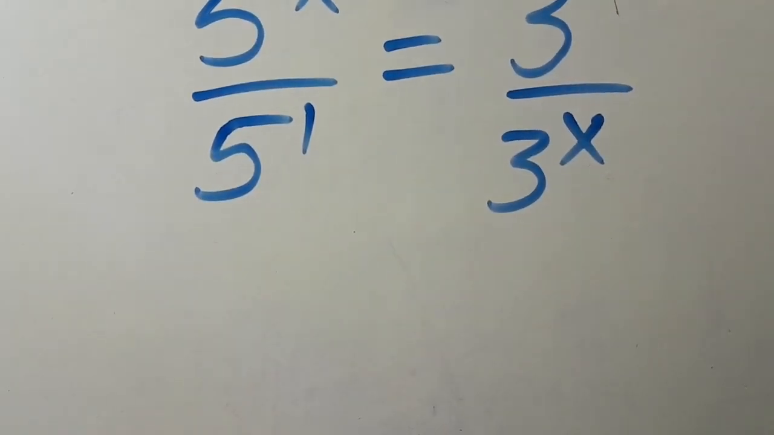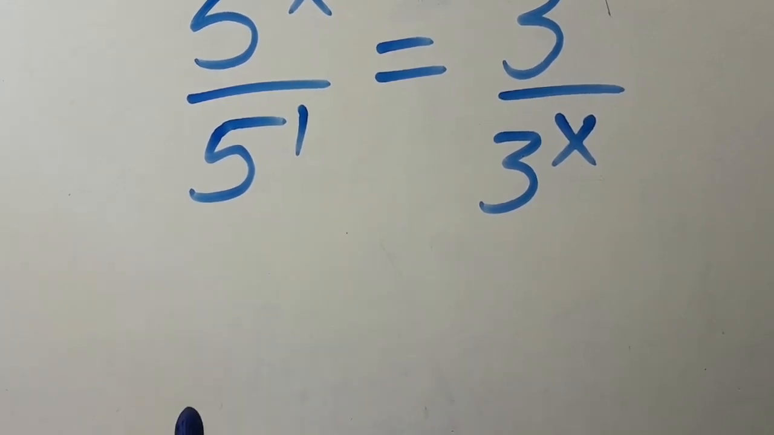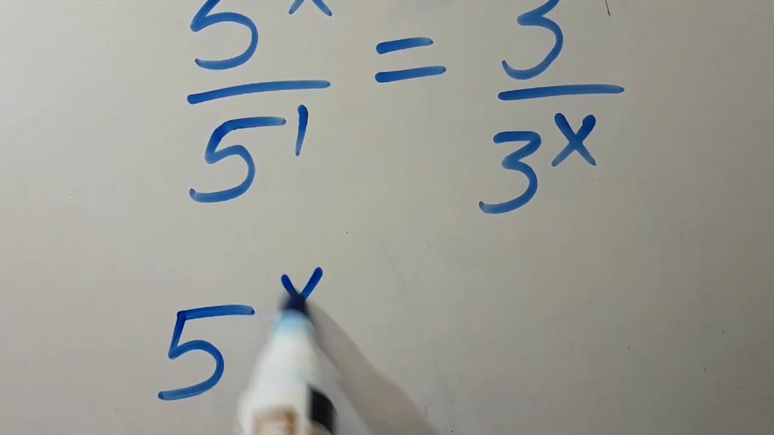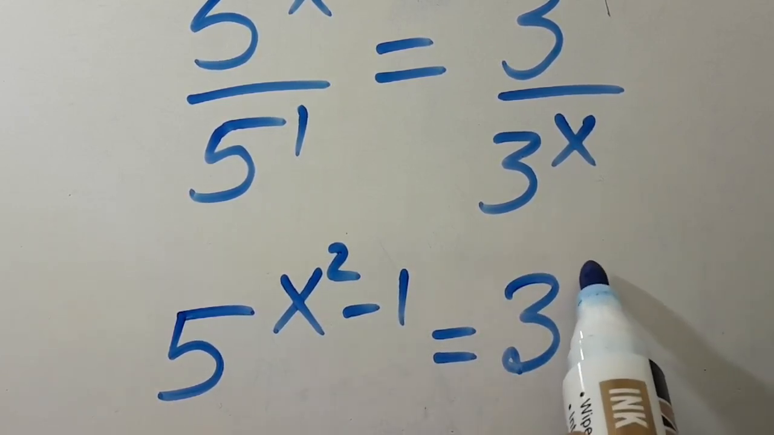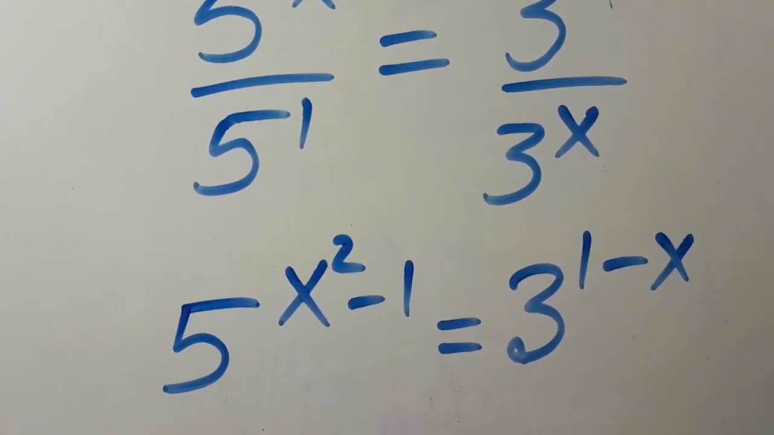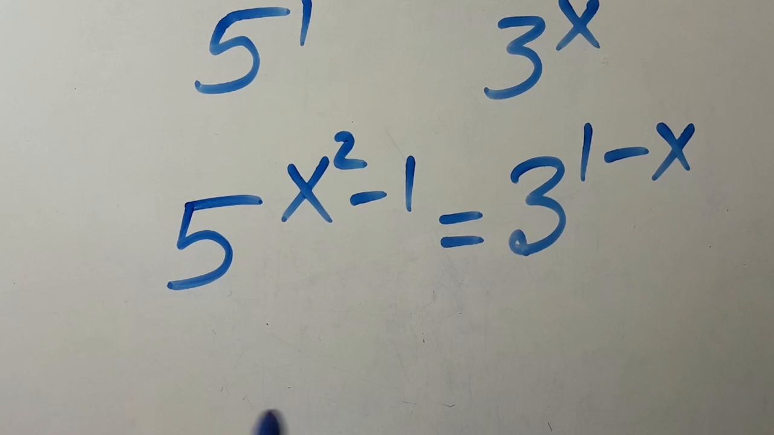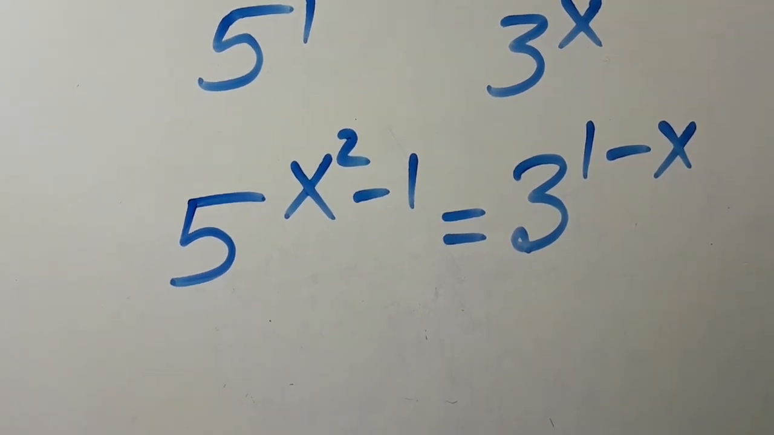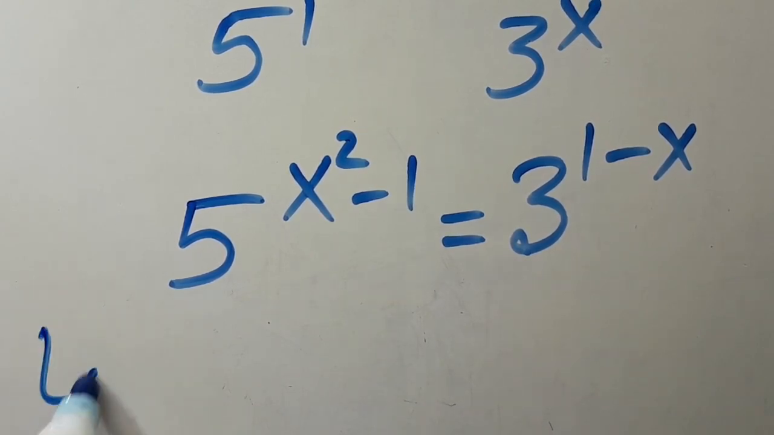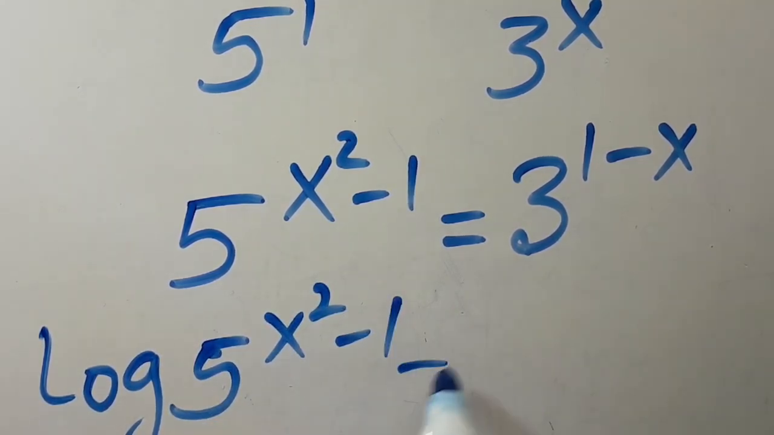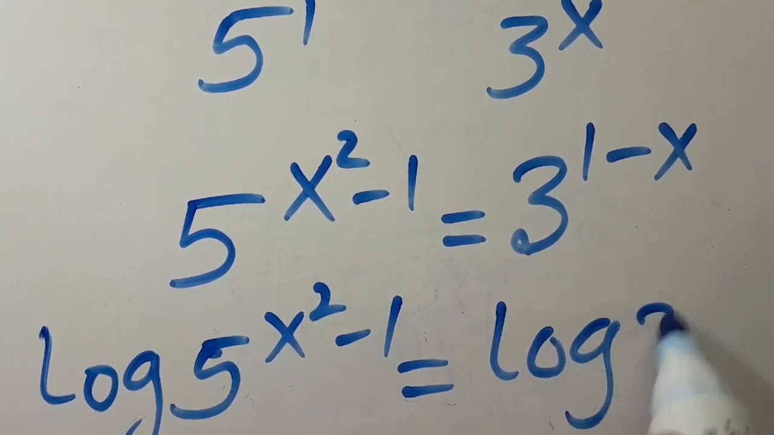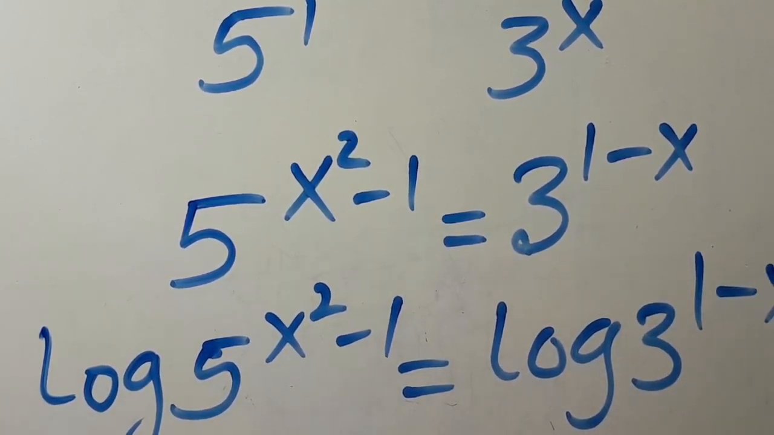By applying the law of indices, when you have this type of problem, we take one base and subtract the power. It will now be 5 to the power of x squared minus 1 equals 3 to the power of 1 minus x. Now from here, let us introduce log to both sides to get the possible value of x. So we are going to have log of 5 to the power of x squared minus 1 equals log of 3 to the power of 1 minus x.